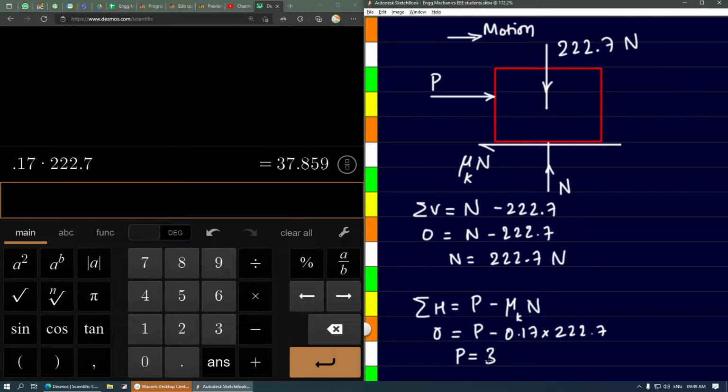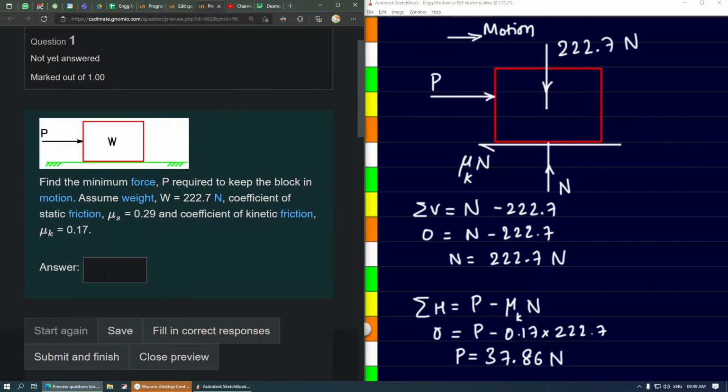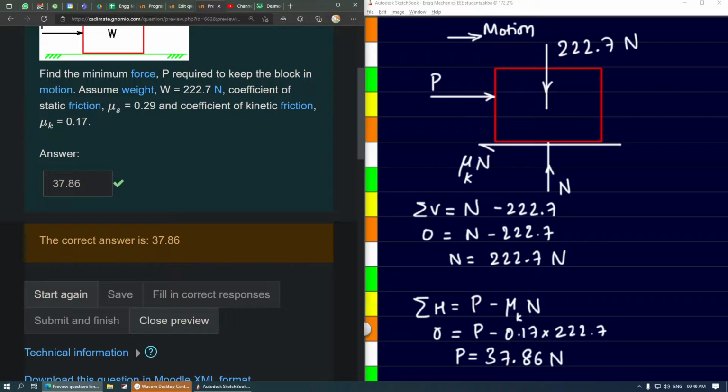So that is 37.86 newtons. We just have to round it off to two decimal places. Let's feed this value into our question, that is 37.86, and when we submit, it will show that yes, indeed the question is right, and you can see there is no error whatsoever in the value that we calculated and the value that is over here.